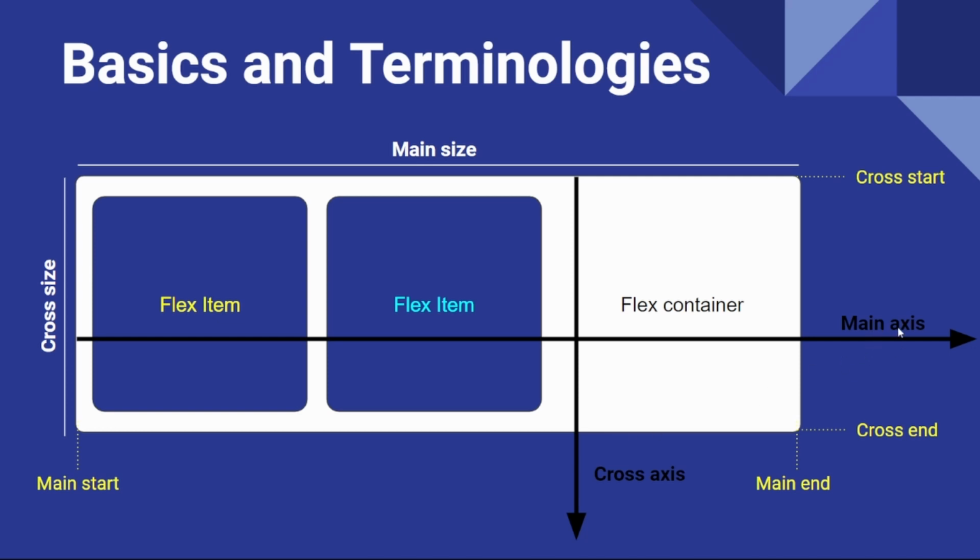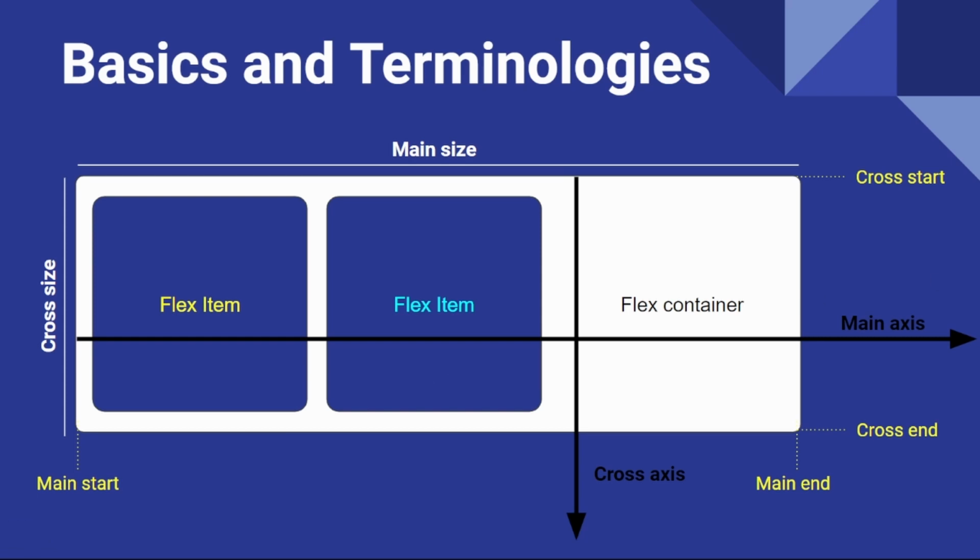These two, main axis and cross axis, are dependent on the flex direction property. If the flex direction property is set to row, then the main axis is horizontal, the cross axis is vertical. If the flex direction is set to column, the main axis becomes top to bottom, and then the cross axis becomes left to right.